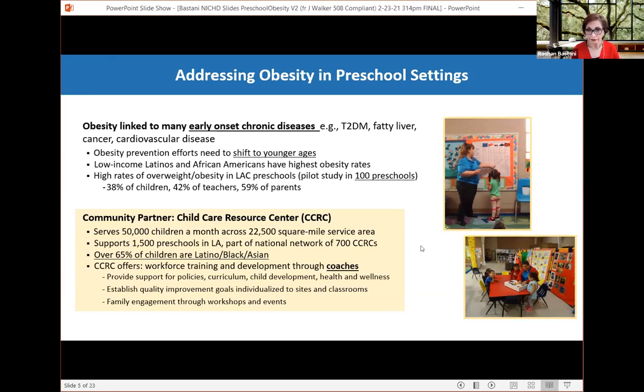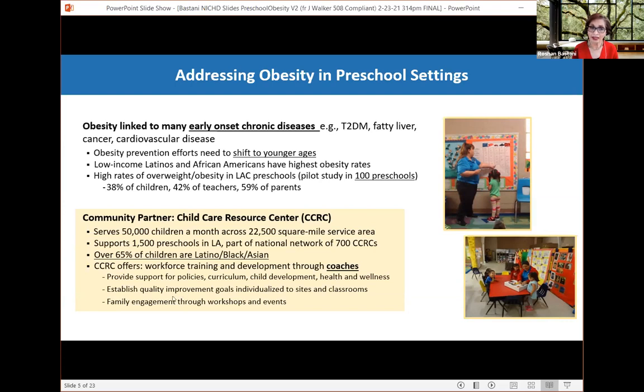So this is an implementation trial, of course, and our partner in this is Child Care Resource Center, which is a large nonprofit organization that serves very large numbers of children in preschools. They support about 1,500 preschools in the Los Angeles area. And more importantly, they are part of a very large national network of 700 child care resource centers. So this really is important because if the intervention is effective, there is potential for large scale ramp up and dissemination across the nation through these CCRCs.